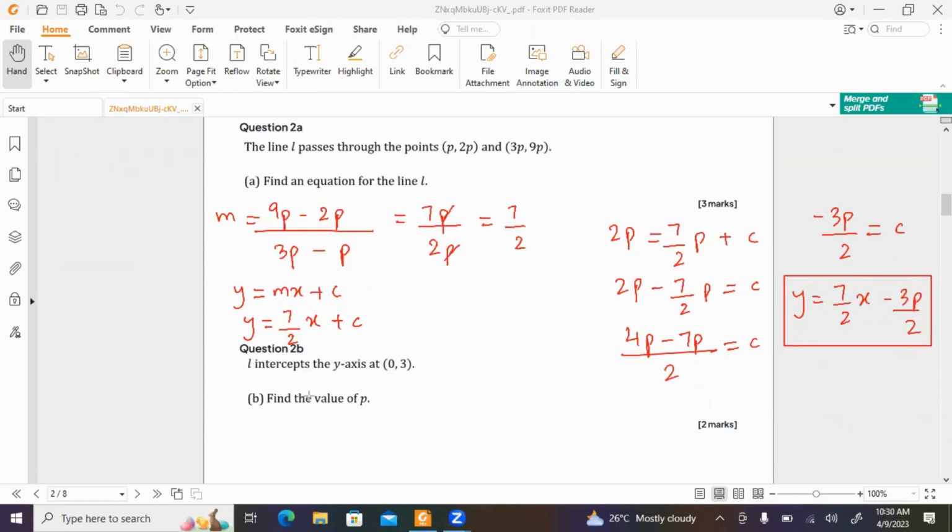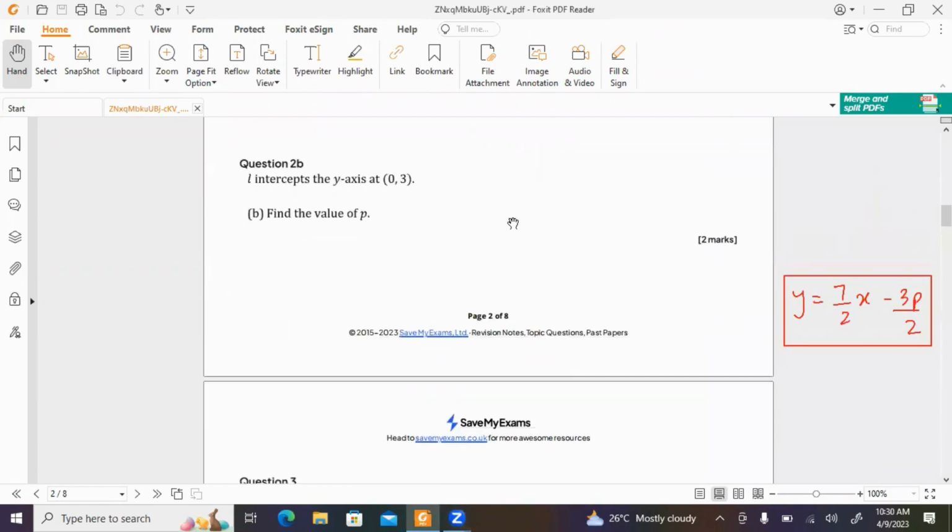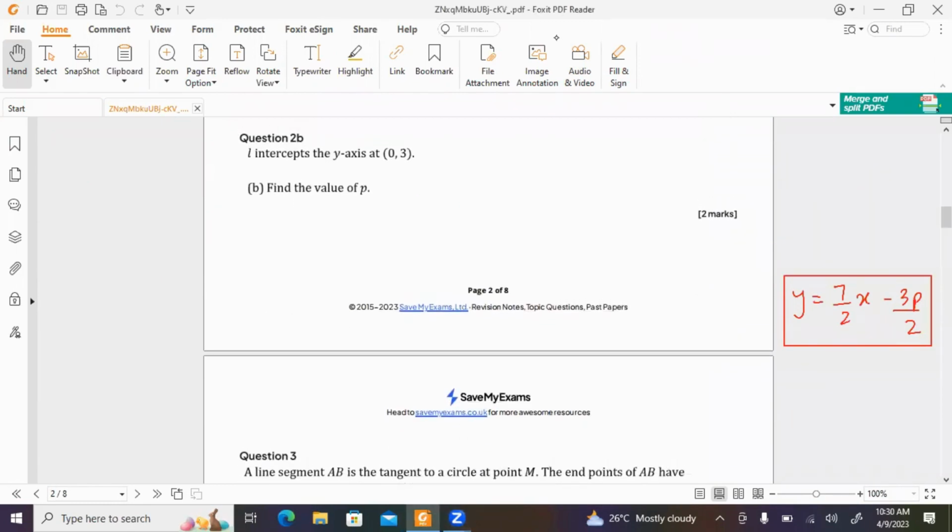Then it says L intercepts the y-axis at (0, 3). So could I remove this? Okay, yeah. So we have L.